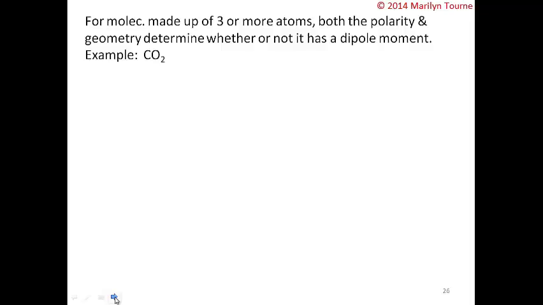Let's do an example. Carbon dioxide. Carbon dioxide, the Lewis structure for it looks like this. I'm going to go a little bit faster now because we should know how to do these Lewis structures. But of course, everyone has a full octet, and of course the oxygens have 2 lone pairs on each oxygen. Our task here is to find whether or not there's a dipole moment in this molecule.